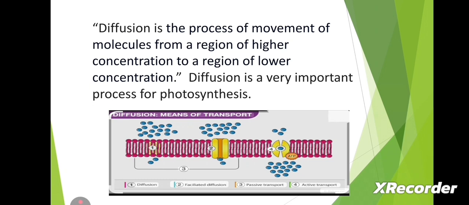If the distances between soil contacting organs and chlorophyll containing organs are small, energy and raw materials can easily diffuse to all parts of the body. But if these distances become large because of changes in plant body design, diffusion processes will not be sufficient to provide raw materials in leaves and energy in roots. A proper system of transportation is therefore essential in such situations. So that is diffusion. Diffusion is the process of movement of molecules from a region of higher concentration to a region of lower concentration. Diffusion is a very important process for photosynthesis.